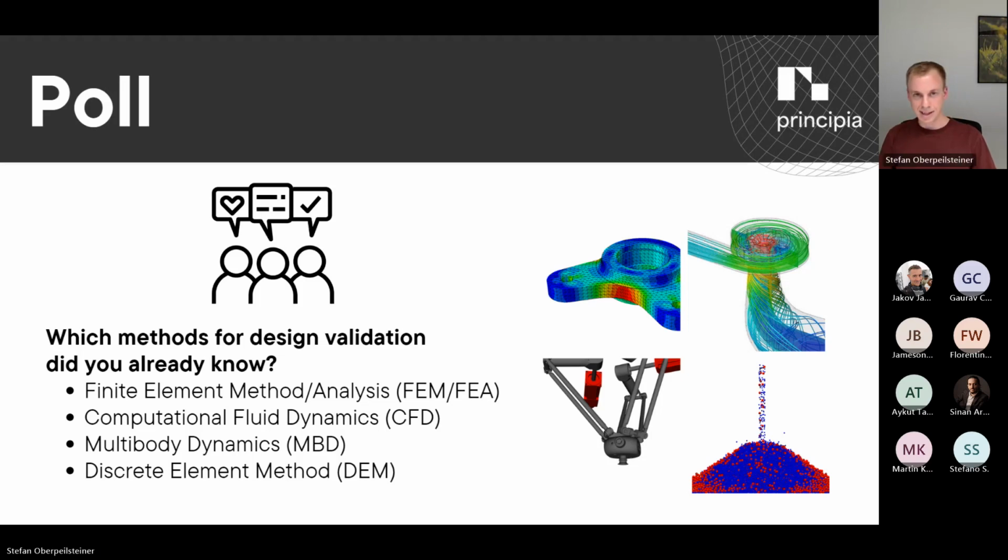Looks like, as my initial guess was, finite elements is something many of you know. Computational fluid dynamics is at 25% right now in the poll. It's a bit lower percentage. Multi-body dynamics seems to work, that we spread our word, and that's why I see 31% of you already know this. And the discrete element method is one of the methods that is not too well known. It has a huge potential, especially in combination with multi-body dynamics.